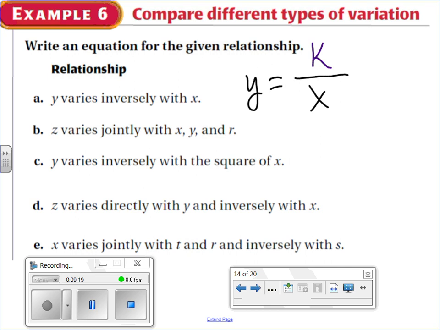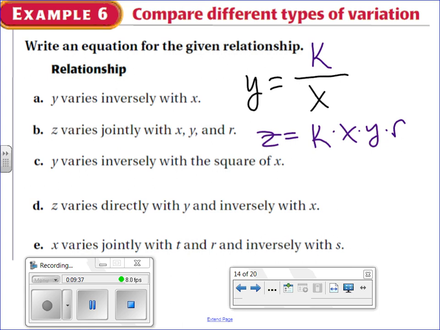Part B, z varies jointly with x, y, and r. My equation would look like what? Carly? Yeah, plop that k out front just so everybody has theirs out front. Because it'll be a number.